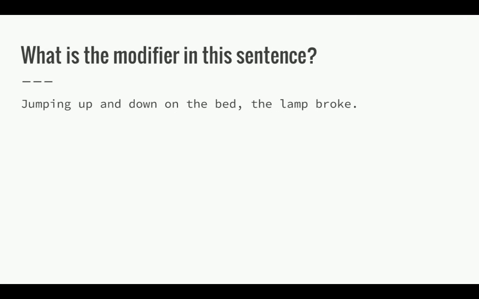So now I want you to write this sentence in your notebook. Jumping up and down on the bed, comma, the lamp broke. So, based on what we know about what a modifier is, I want you to underline the modifier in this sentence. Again, underline the modifier in this sentence. So the modifier is jumping up and down, or jumping, sorry, it's jumping.